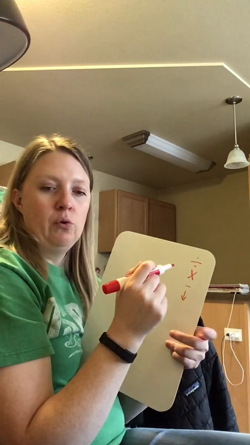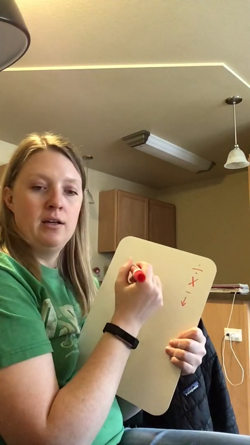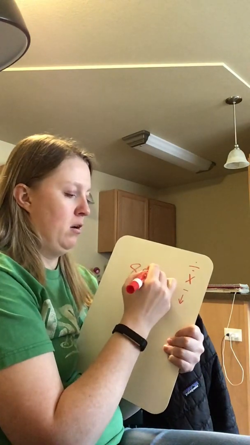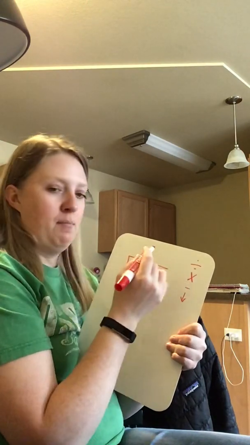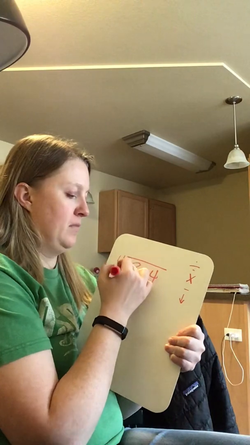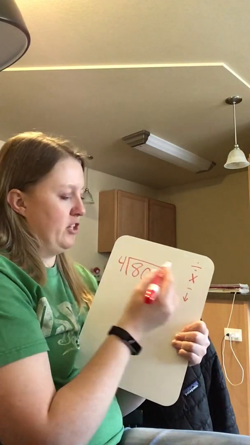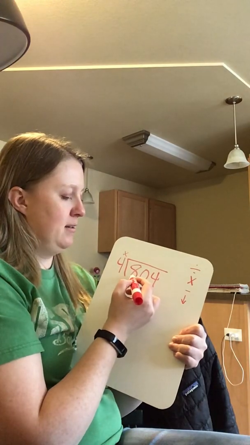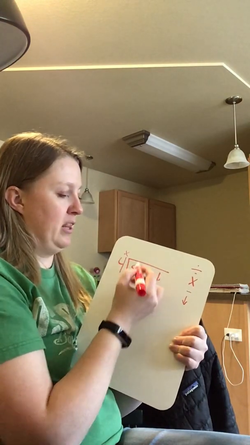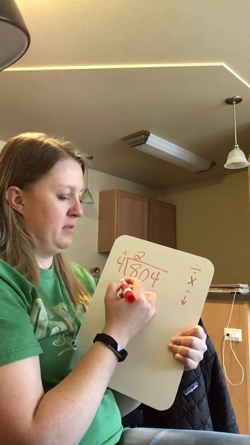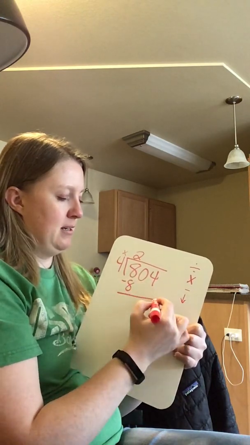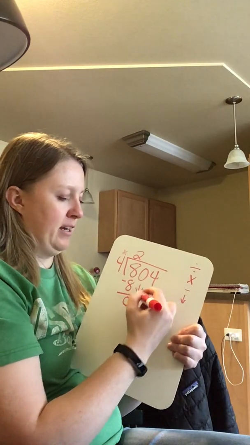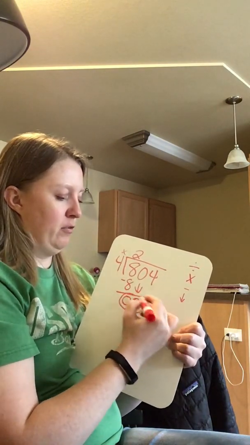Let's do 804 divided by 4. Okay? All right, just like always, how many times can 4 go into 8? It can, because this is smaller than that. It can go in 2 times, which makes 8. 8 minus 8 is 0. Bring down the next digit. Start all over with our new number.